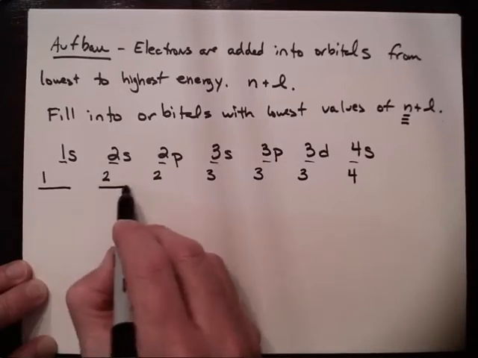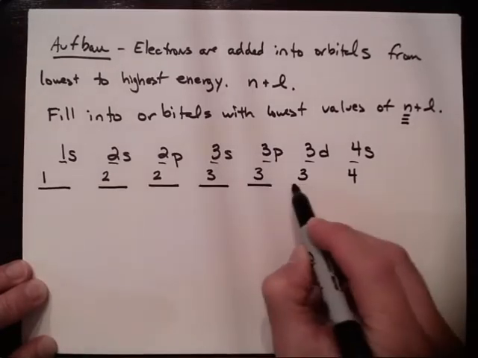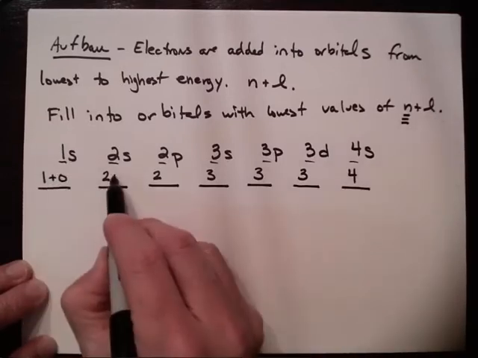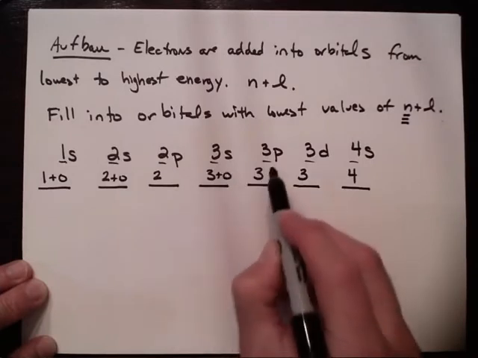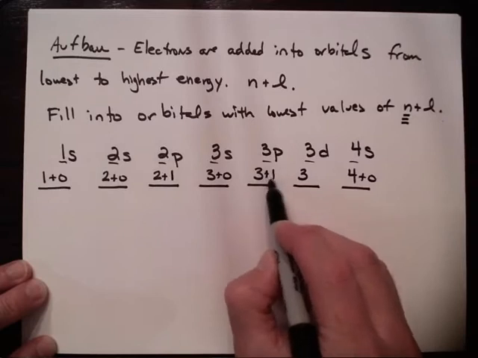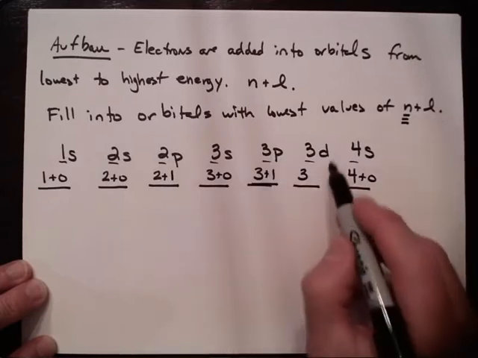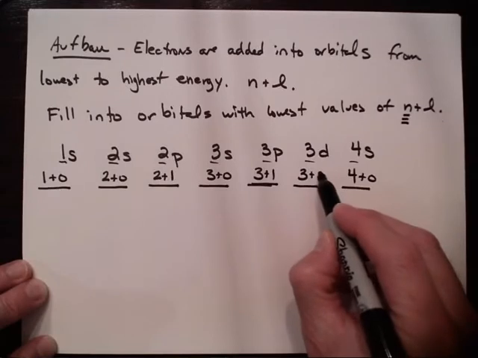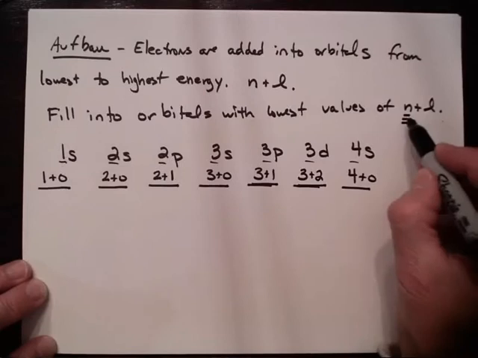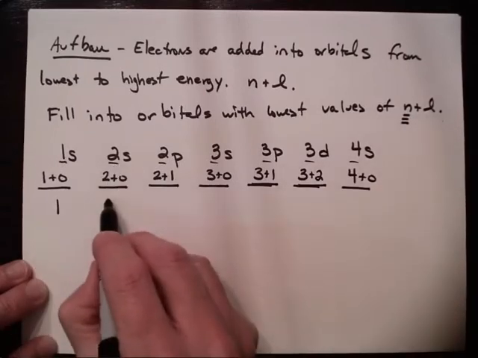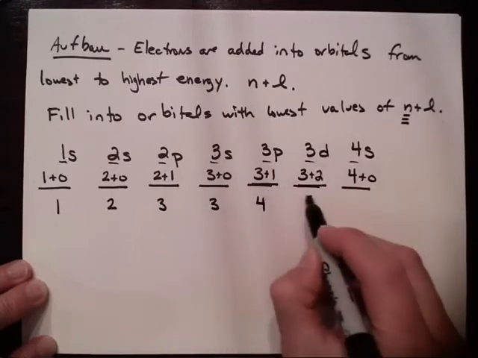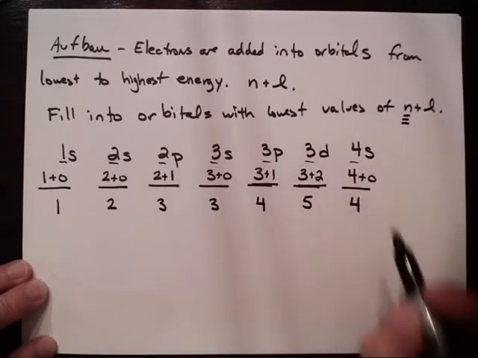Now to each of these orbitals, we're also going to add in the value of L. An s orbital has a value of 0, so I'm going to add in 0 for all of the s orbitals. P orbitals have the value of 1, so I'm going to add a 1 in for all p orbitals. And a d orbital has a value of L is 2. If I take this sum, a 1s orbital has a sum of N plus L of 1. A 2s is 2, 2p is 3, 3s is 3, 3p is 4, 3d is 5, and 4s is 4.